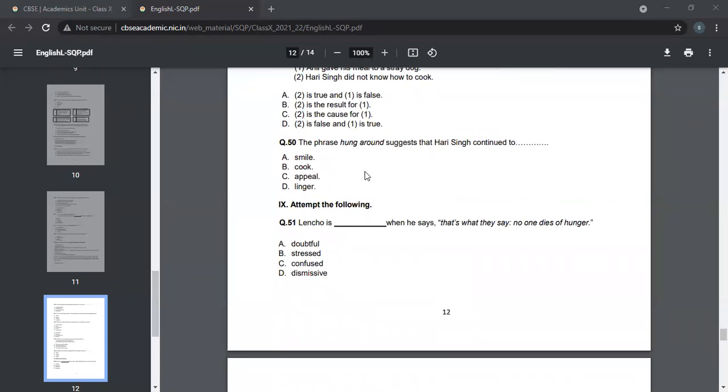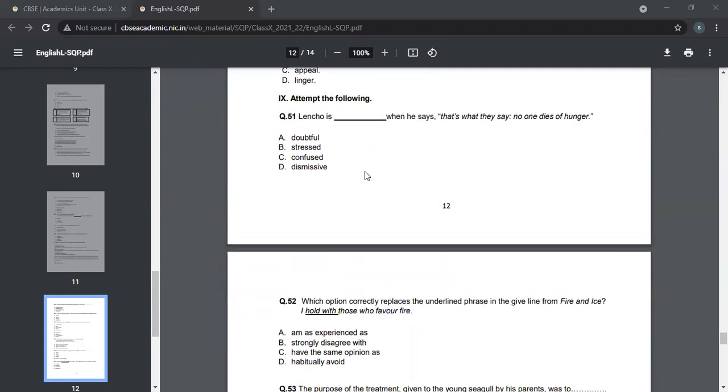Lencho is dash. Farmer Lencho is dash when he says, that's what they say. No one dies of hunger. Ye line Lencho ne boli hai. Lencho is dash when he says this. He's doubtful. He's stressed. He's confused. Or he's dismissive.